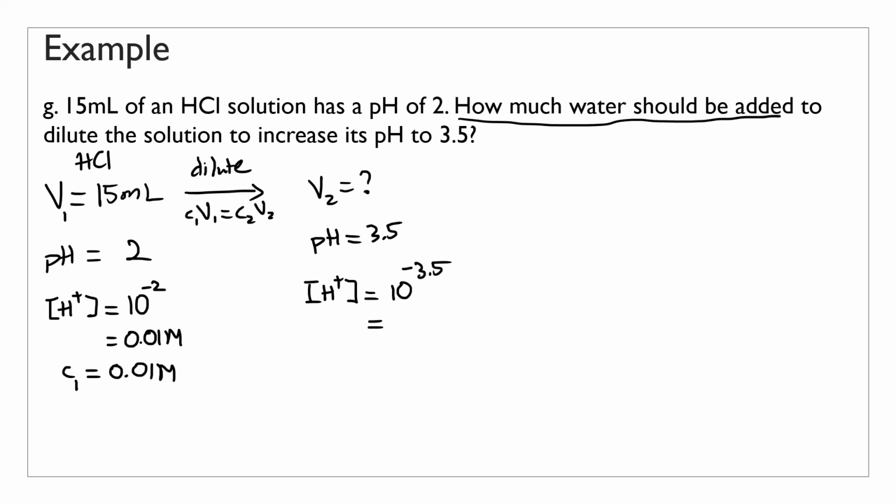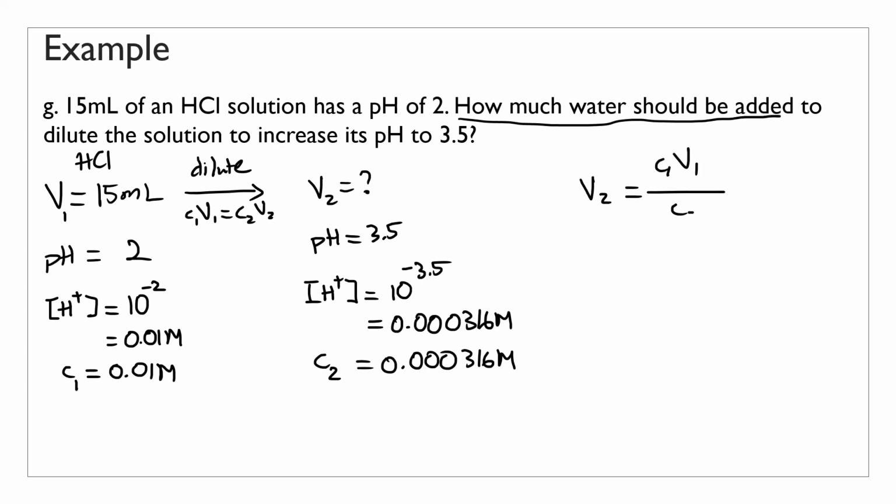Now, I don't expect you to do this by hand. So you can put this in your scientific calculator, and you will get 0.000316. So the new concentration is 0.000316. Okay, so now that I have C1 and C2, I can work out the new volume. So the new volume is just C1V1 over C2. So 0.01 times 15 over 0.000316. So you can find V2. And I got 474 milliliters.